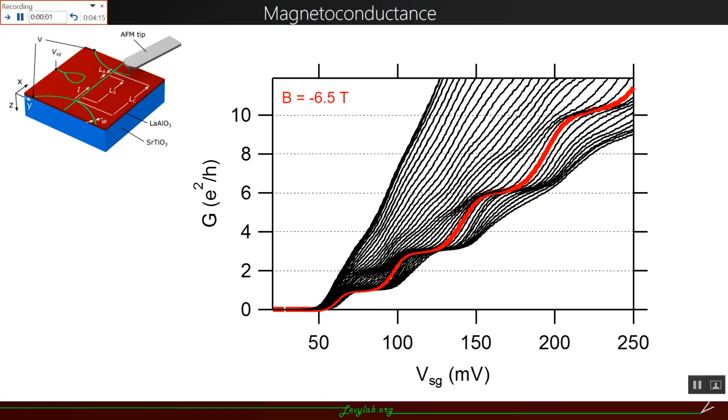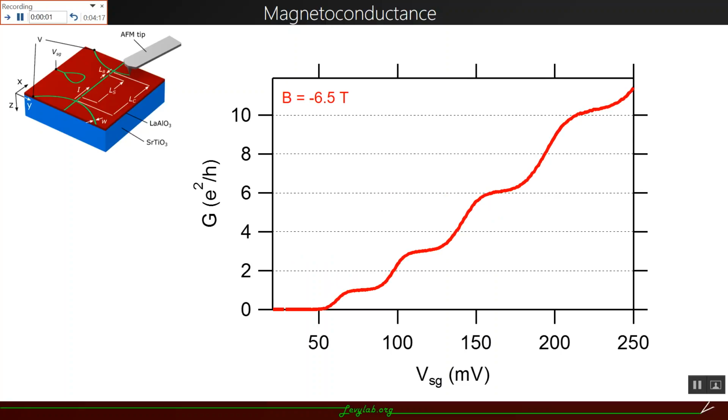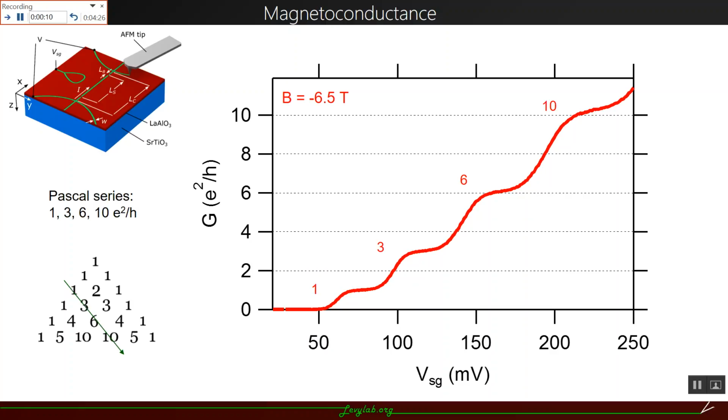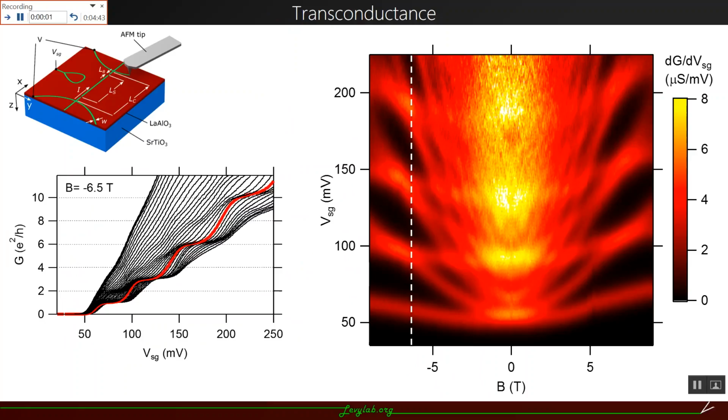So looking a little bit closer at one of these line cuts, at minus 6.5 Tesla, we see that the conductance plateaus occur at 1, 3, 6, and 10 e²/h, which is reminiscent of a Pascal series like in Pascal's triangle. This behavior is very distinct from the typical consecutive integer steps, 1, 2, 3, 4, 5, that typically appear in one-dimensional electron waveguides.